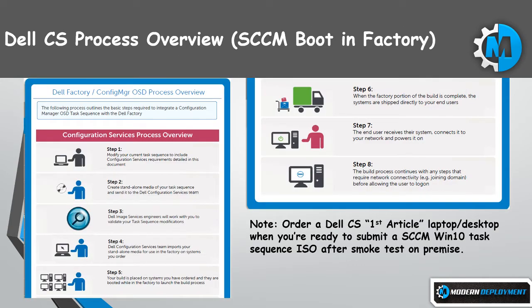So what does that look like? Essentially, you modify your current task sequence to include the configuration requirements, and that's detailed in the document that they provide you. I'll provide that link later in the presentation. You then make sure your task sequence is configured as you want with all the requirements. You then create standalone media of your task sequence, and you send that to the Dell Configuration Services team. They will then take that media and apply it and make sure that they validate it.